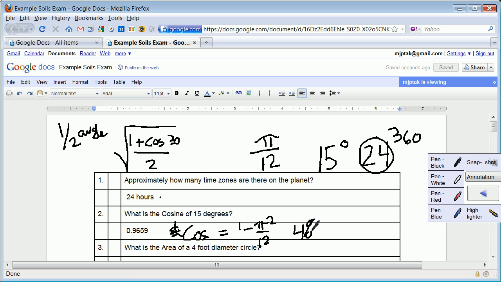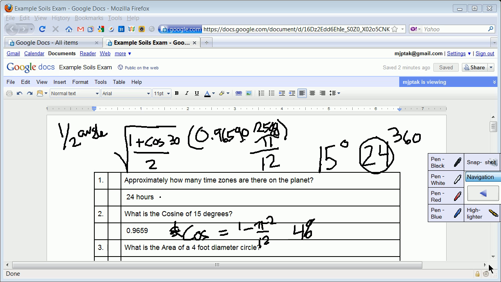So if you don't find it within your wherewithal to memorize that the cosine of 15 degrees is 0.9659 and the sine is 0.2588, and the reason why you should find it within your wherewithal is the fact that sometimes things are not convenient. But you still want to learn them because there are 24 time zones on the planet.